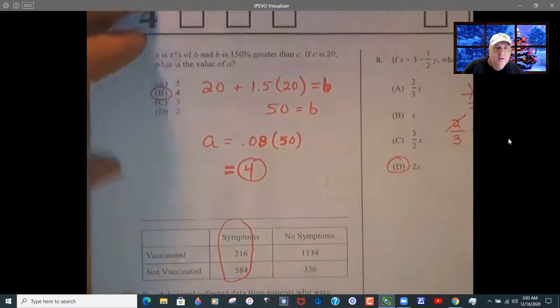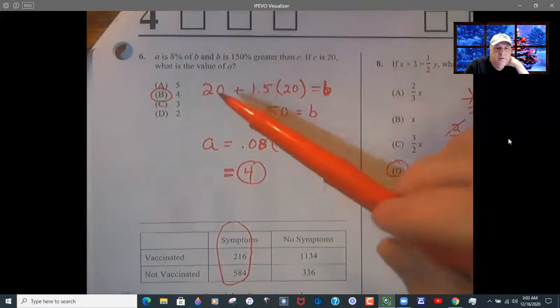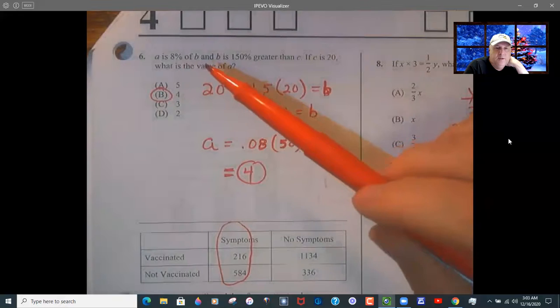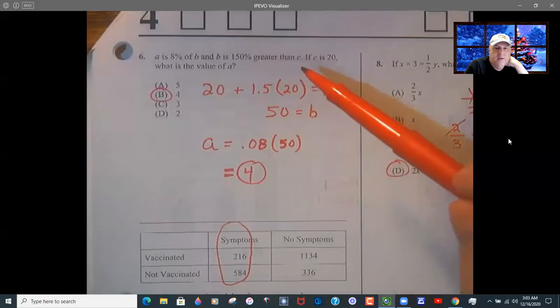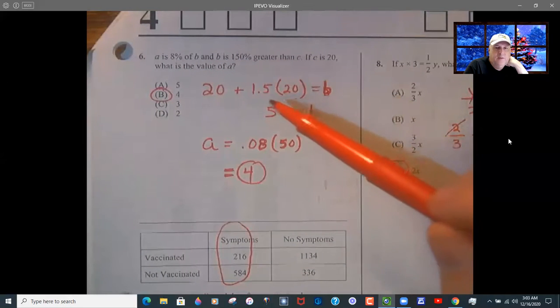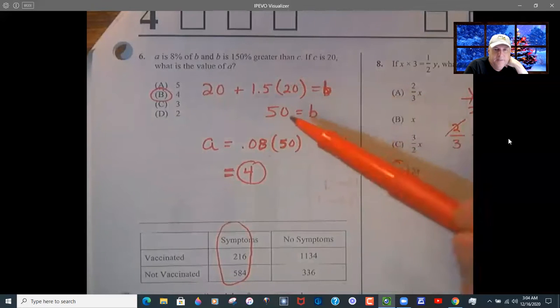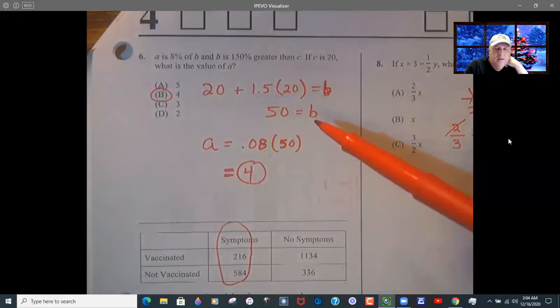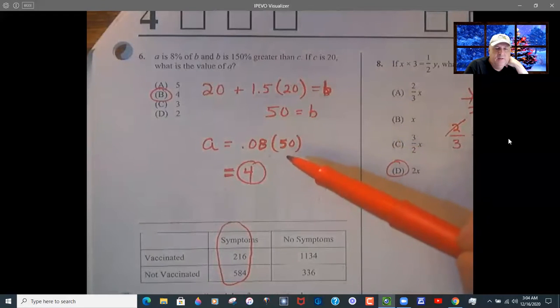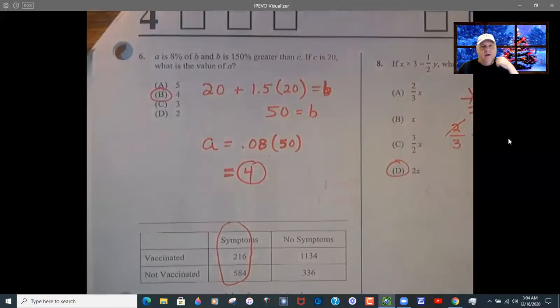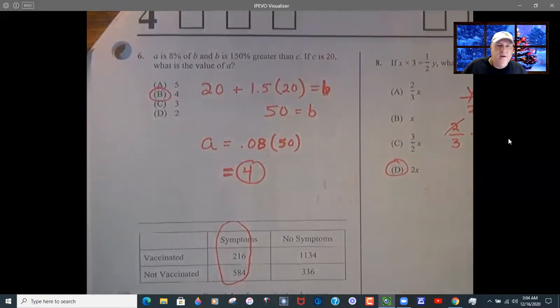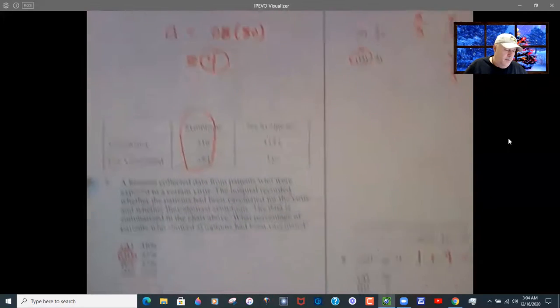Problem 6. Okay, if 8% of A is 8% of B and B is 150% greater than C, if C is 20. So you can figure out B by taking a 150% increase from C, and that's 50. Okay, so B is 50, and then 8% of 50 is 4. So a good percent increase and a straight percent problem kind of rolled into one.